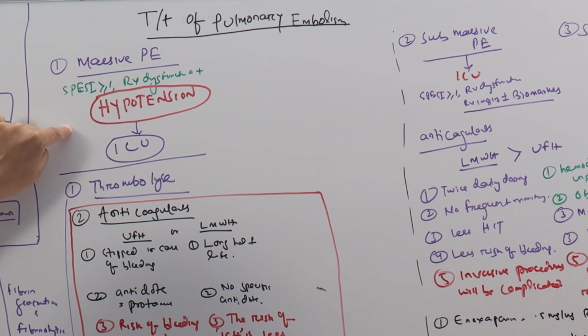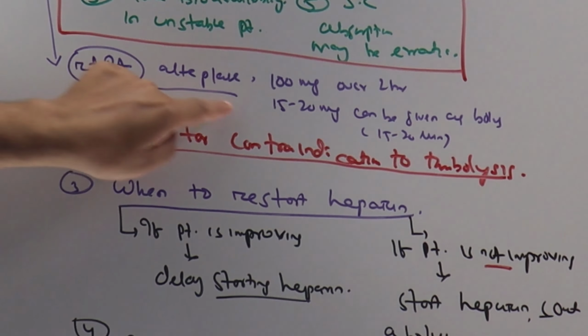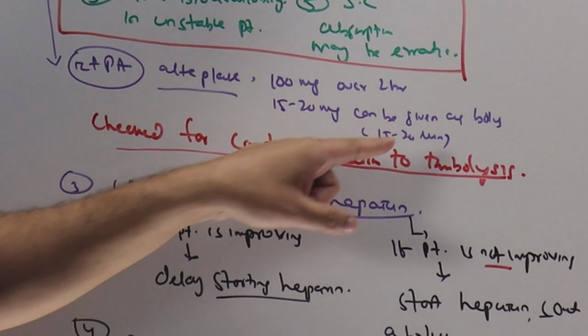So whenever there is hypotension, the patient goes to the ICU definitely and their treatment is thrombolysis. You have to thrombolyze the patient because the patient is hemodynamically unstable. We cannot let the patient's own body take over, which is a time-consuming process. So we have to thrombolyze. How to thrombolyze this? You have to use alteplase 100 mg over 2 hours, giving the first 15 to 20 mg as a bolus in the first 15 minutes.